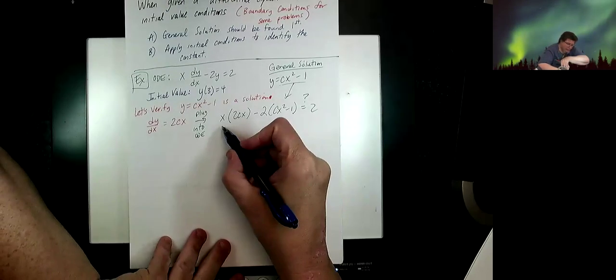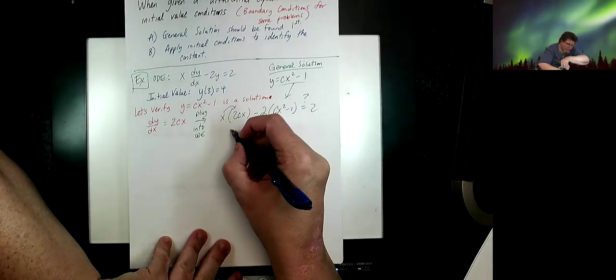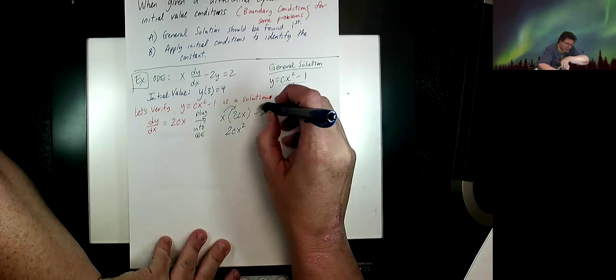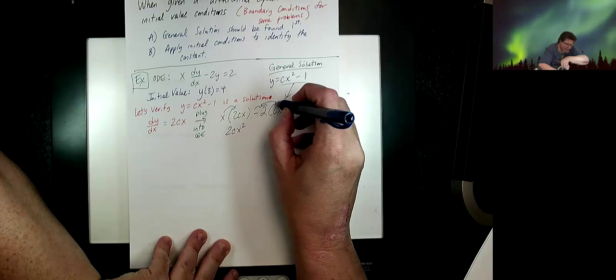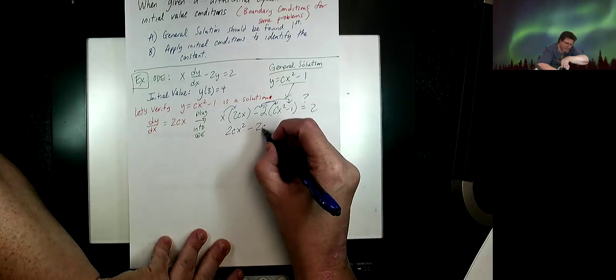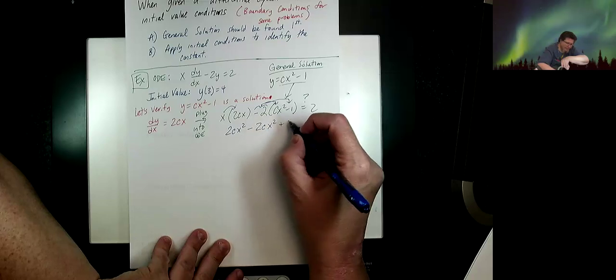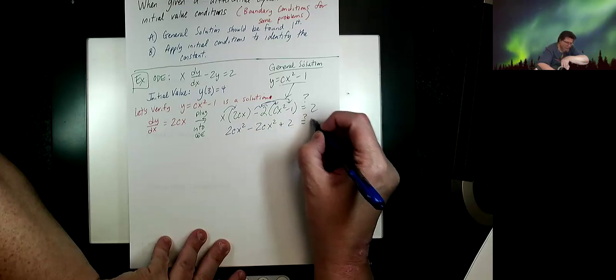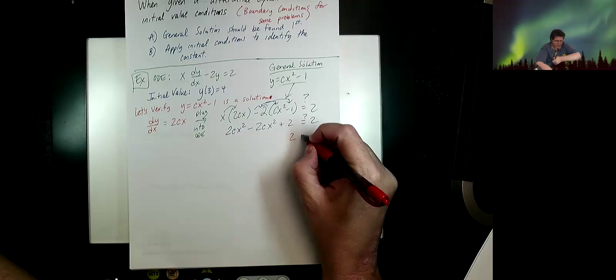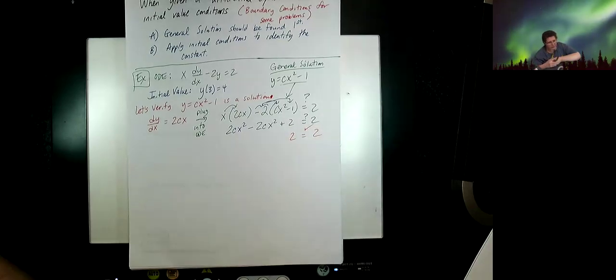All right, multiply. We've got 2cx squared. When you distribute here, make sure you distribute the -2 to both. I get minus 2cx squared plus 2. Does that equal 2? And we will see that 2 does equal 2 when we're done.